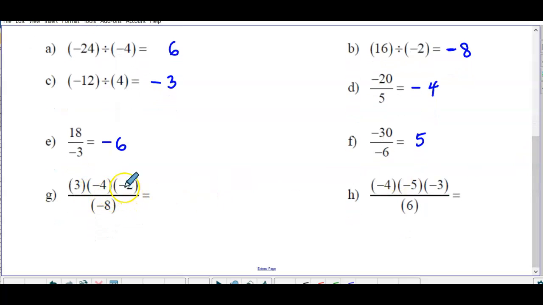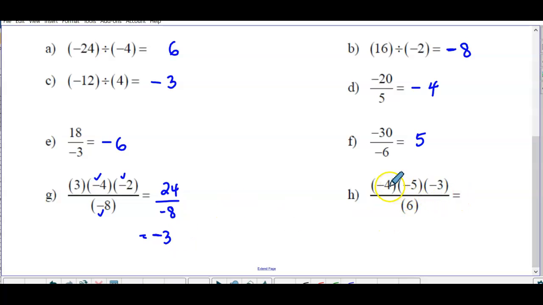Then, as I said, you can do this in 2 steps. So the numerator would be 12 times 2 is 24, positive because there's 2 of them, over -8, and then divide that out. Or you can do all the numbers. 3 times 4 is 12, times 2 is 24, divided by 8 is 3, and then count up. There's 1, 2, 3 negatives, which is an odd number of negatives, so a negative answer.